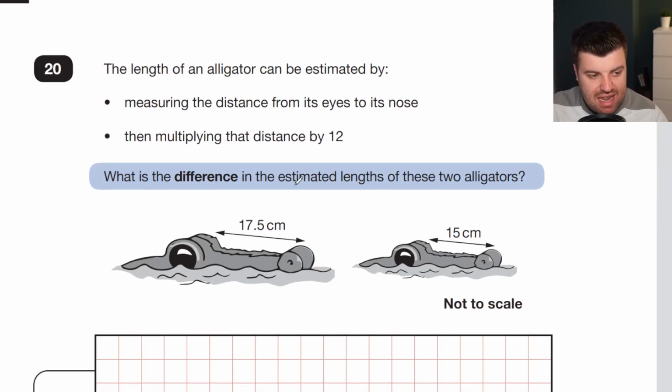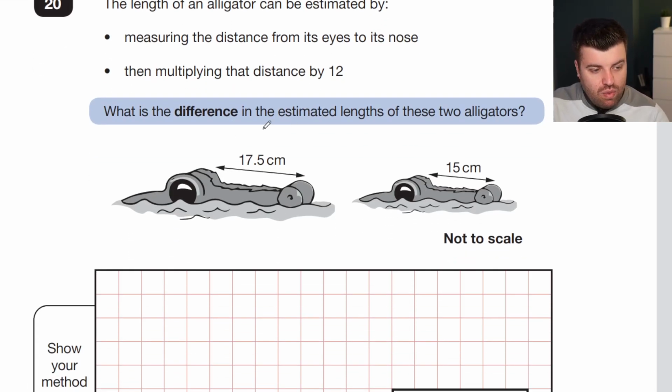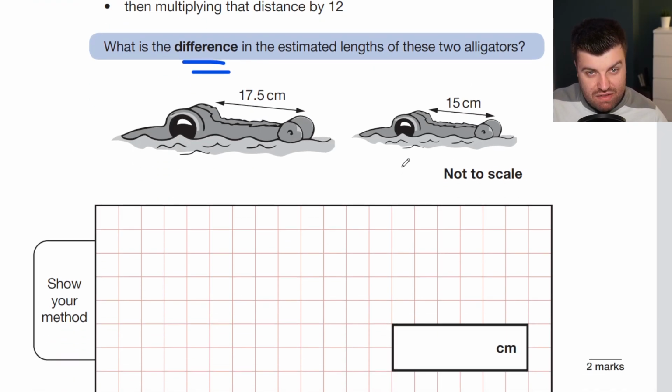Question 20. The length of an alligator can be estimated by measuring the distance from its eyes to its nose and then multiplying that distance by 12. What is the difference in the estimated lengths of these 2 alligators? There's a few ways to do this. You can do 17.5 times 12 and get an answer, and 15 times 12 and then find the difference between them. Or you can be very sneaky.